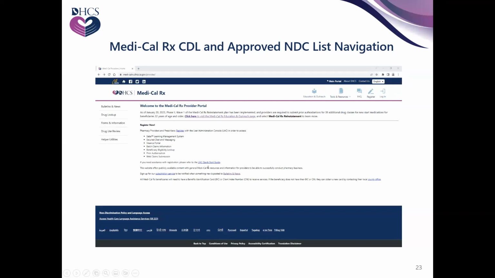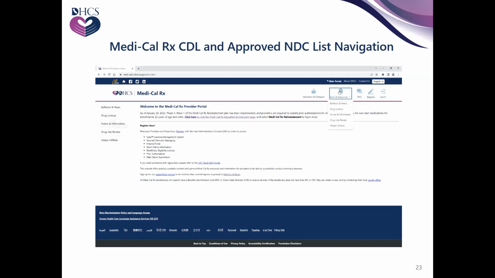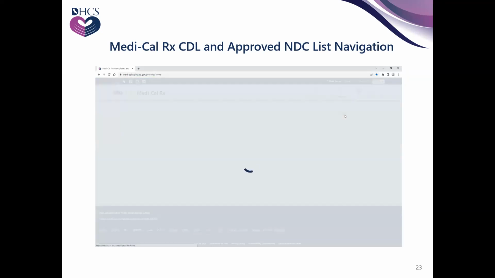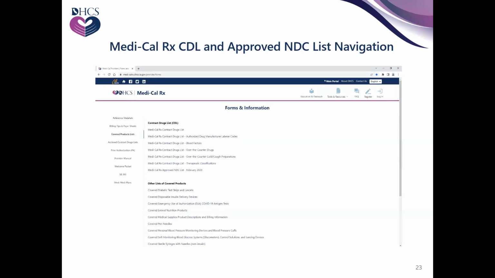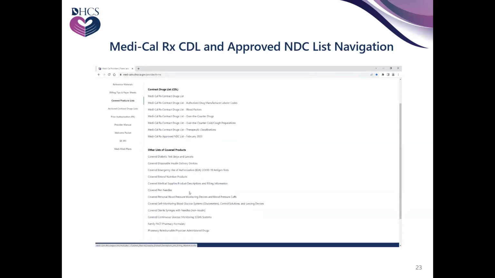From the main page of the provider portal, as shown on the screen, you will want to access the Forms and Information section, either through the left-hand tab or by selecting Tools and Resources and Forms and Information from the dropdown. From here, you will notice new tabs on the left-hand side. We will select Covered Products Lists. Here, you will notice two categories of resources. The top portion contains information on contract drugs lists, or CDLs, and the bottom on other lists of covered products, such as medical supplies.